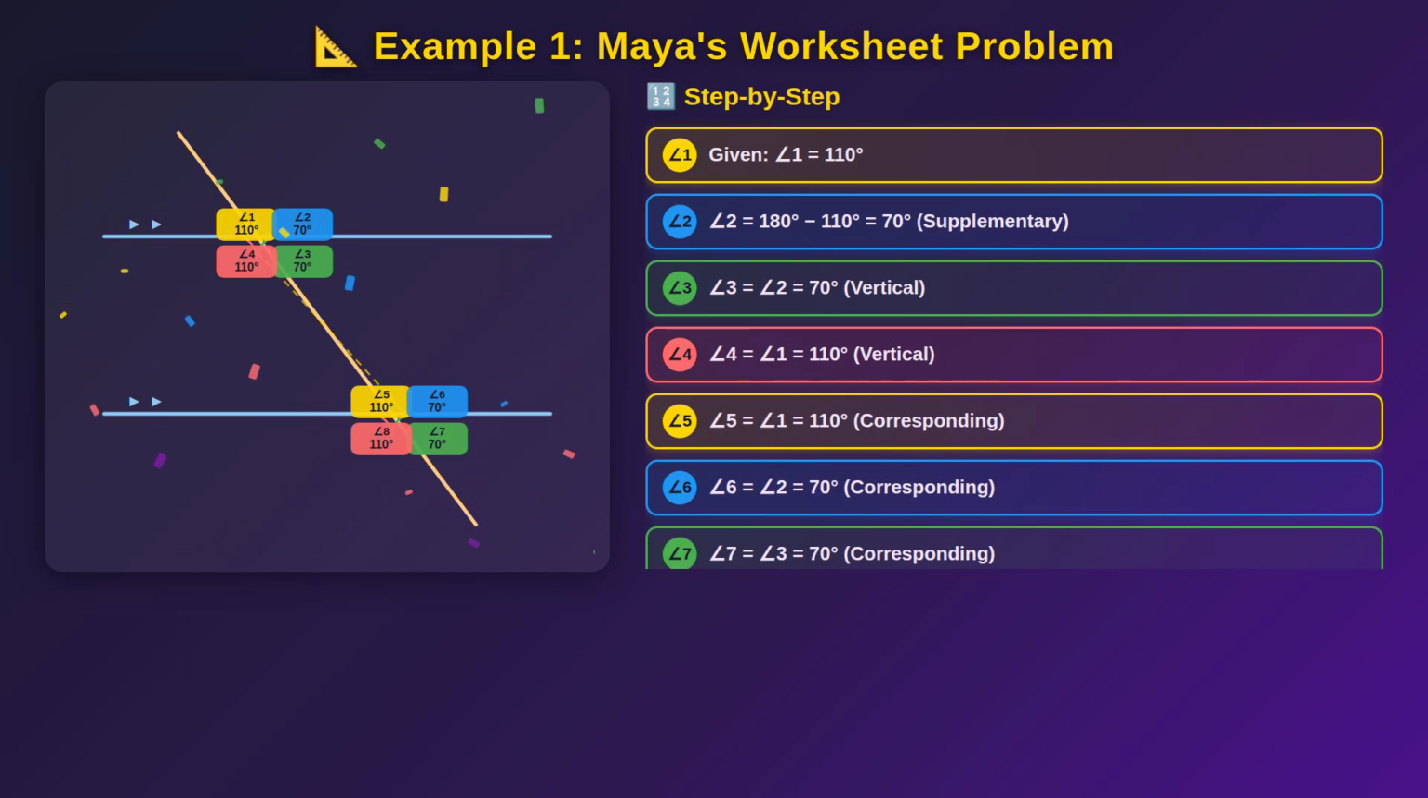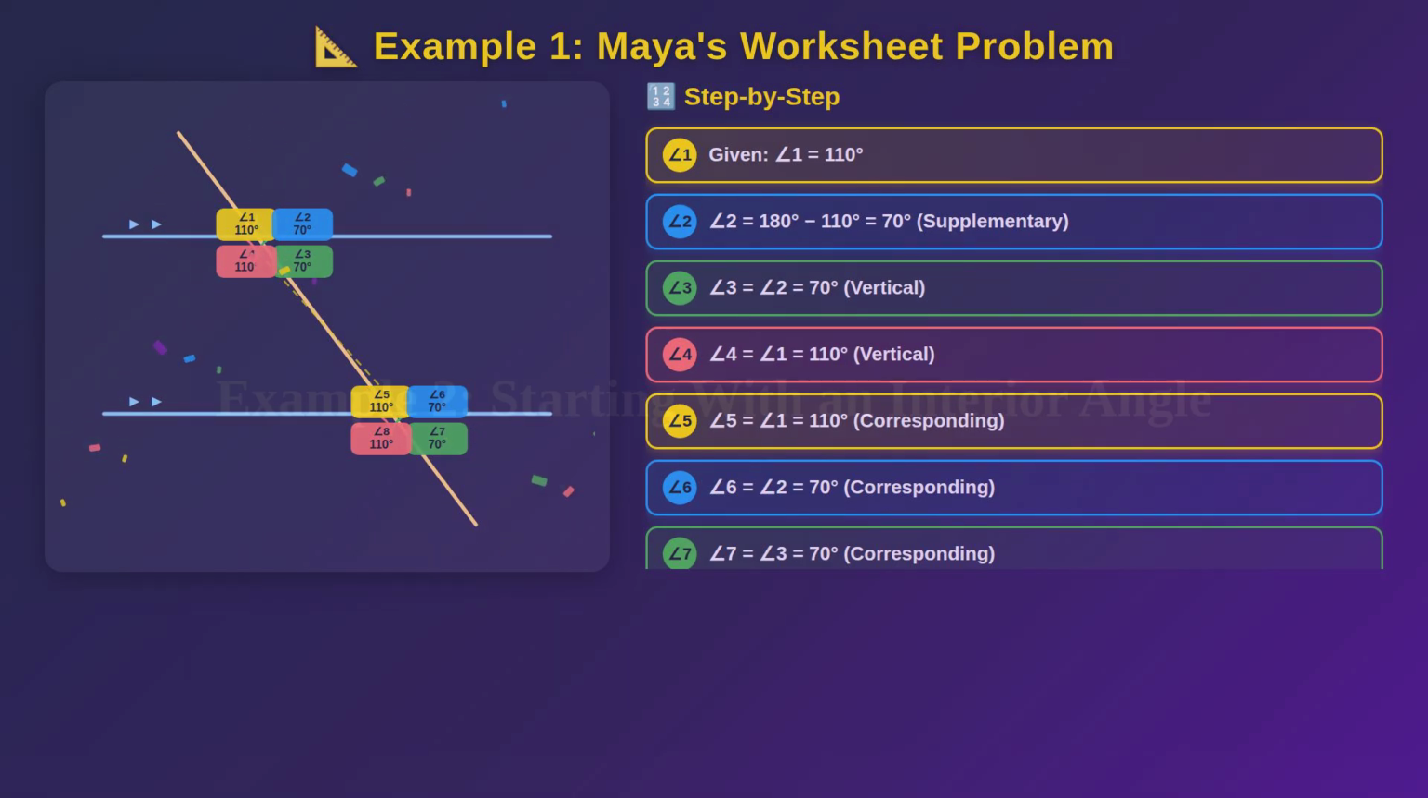Now for the bottom intersection using corresponding angles. Angle 5 equals angle 1, which is 110 degrees. Angle 6 equals angle 2, which is 70 degrees. Angle 7 equals angle 3, which is 70 degrees. And angle 8 equals angle 4, which is 110 degrees. All 8 done. Maya pumps her fist.